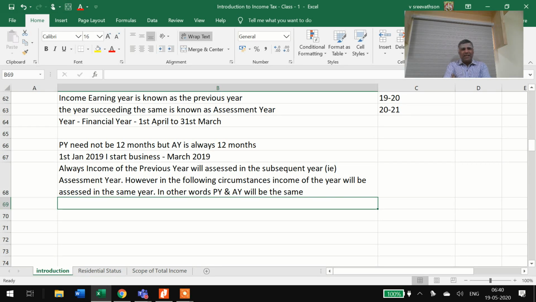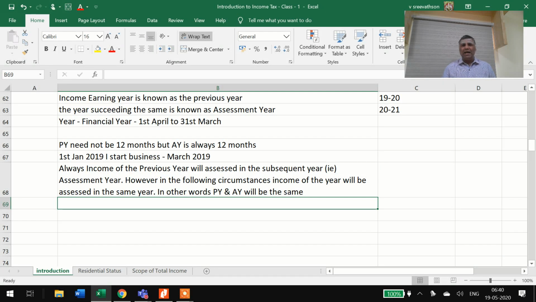In such circumstances, the income tax officer will not wait for the year to get over. Please understand. He will tax then and there. He will tax in the same year in which the income has been earned.